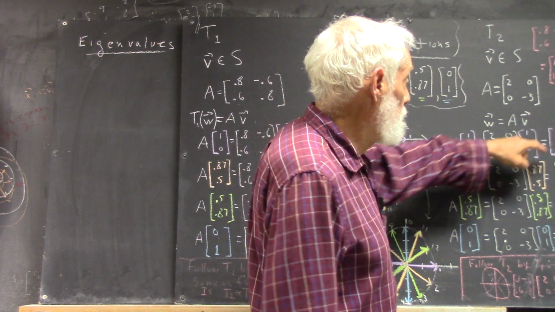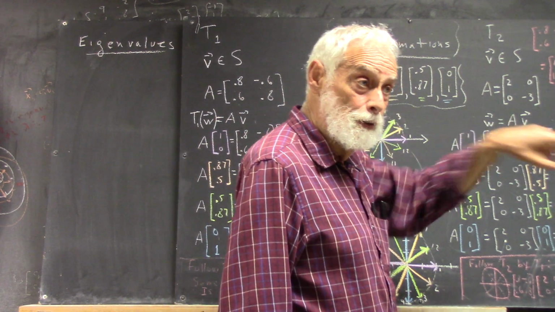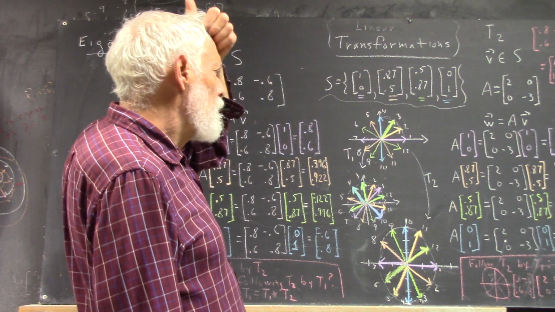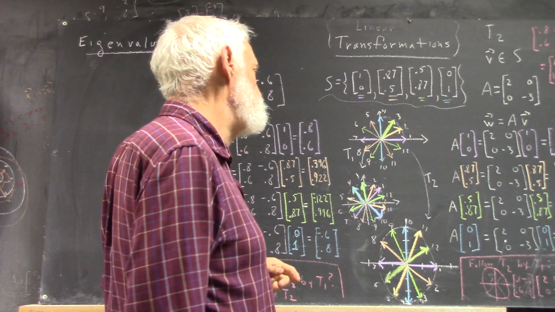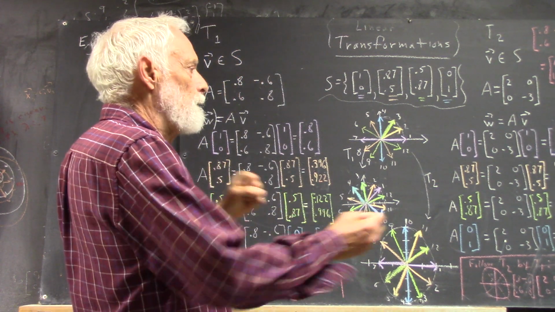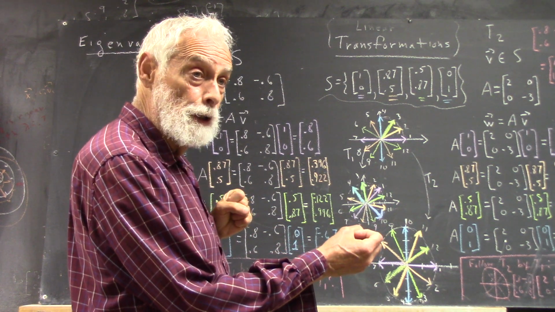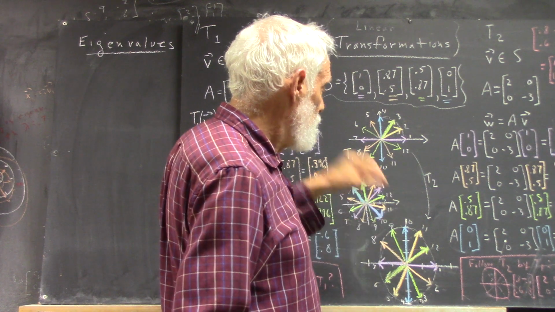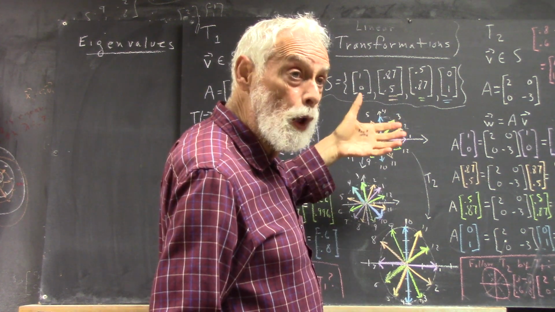(1, 0) has the same direction as (2, 0). It's in the direction of the x-axis, and it's expanded by a factor of 2. And this blue vector here is in the direction of the y-axis.